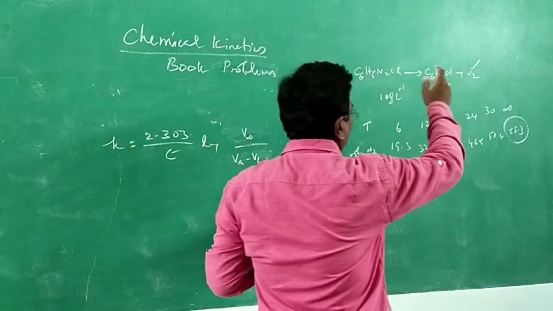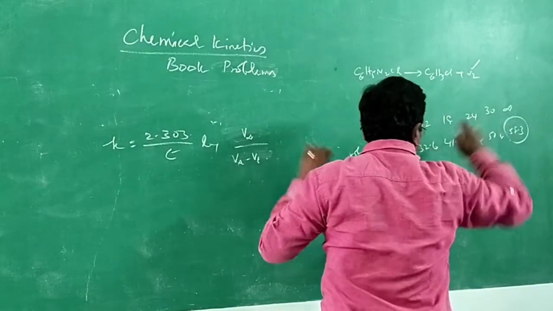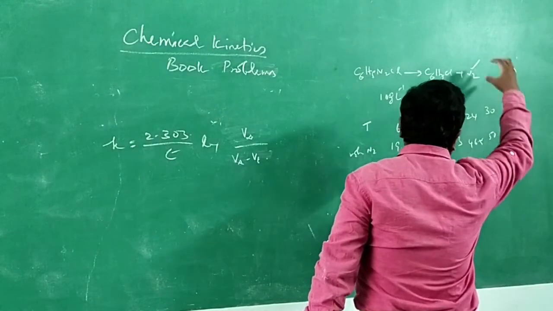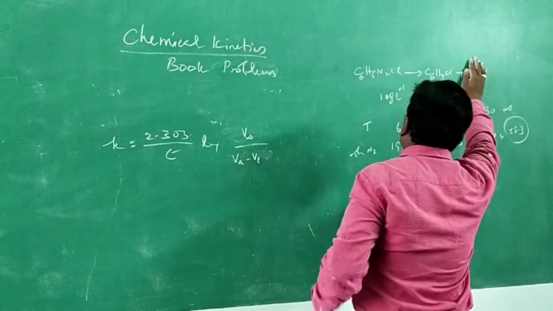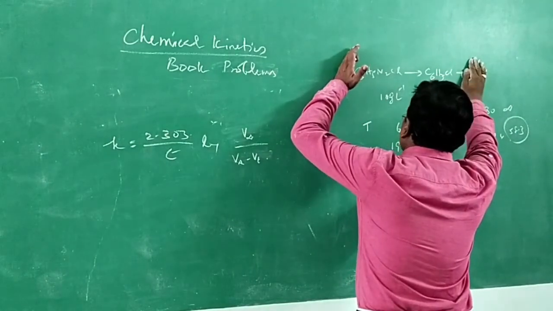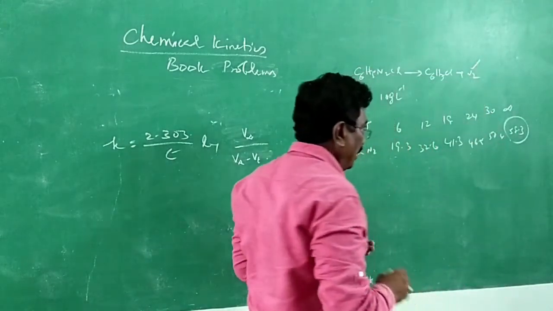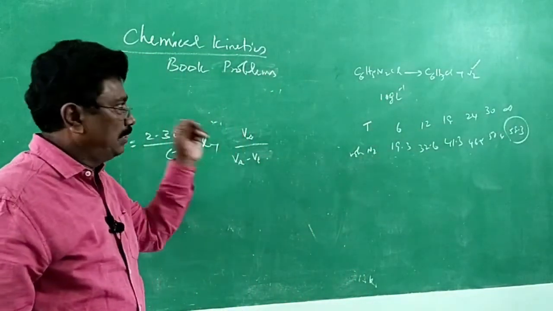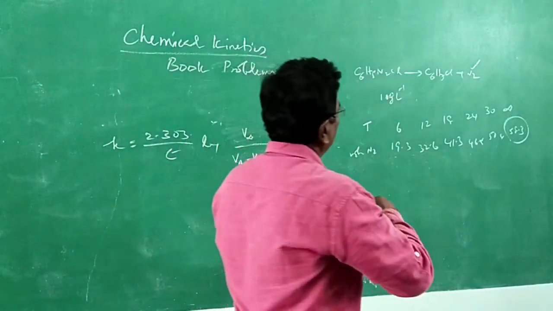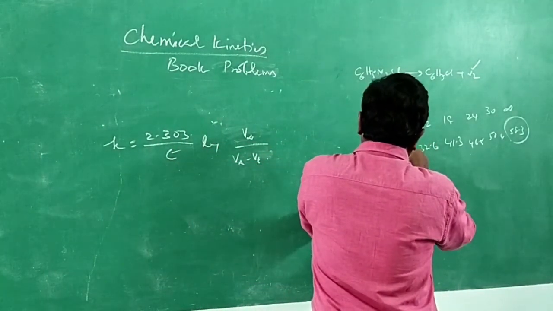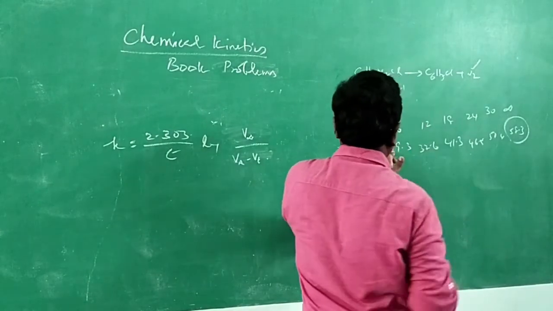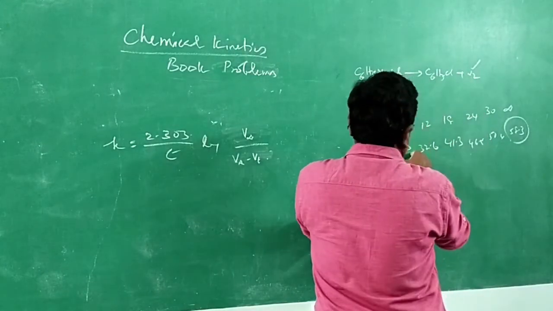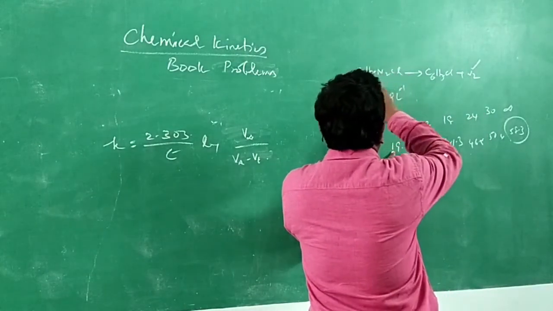Since we are measuring the volume of nitrogen formed in the course of the reaction, V infinity corresponds to the volume of nitrogen liberated at the end of the reaction. Volume of nitrogen formed at the end of the reaction is nothing but concentration of benzene diazonium present at the start of the reaction. And therefore, V infinity may be taken as initial concentration. Now, what is the concentration of nitrogen at 6 minutes? It is nothing but concentration of nitrogen formed in time t. That means concentration of benzene diazonium reacted in time t.